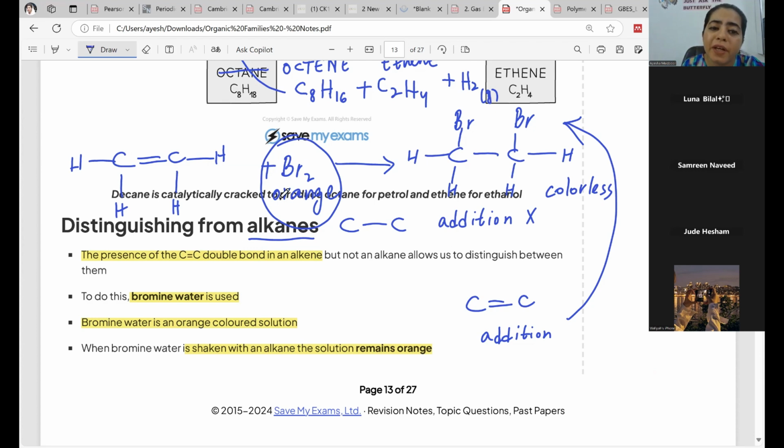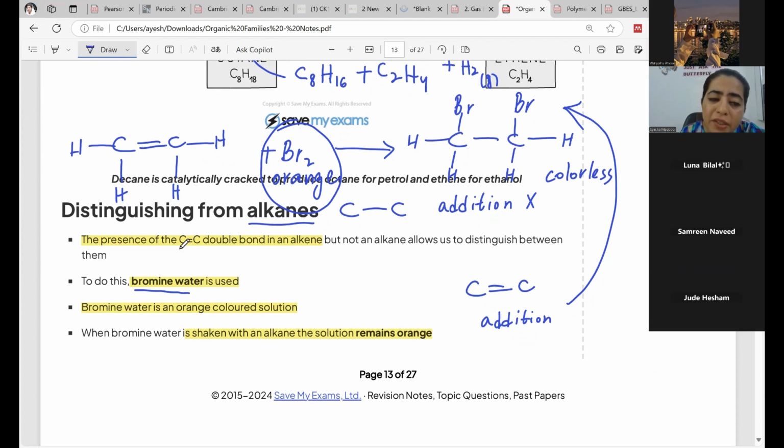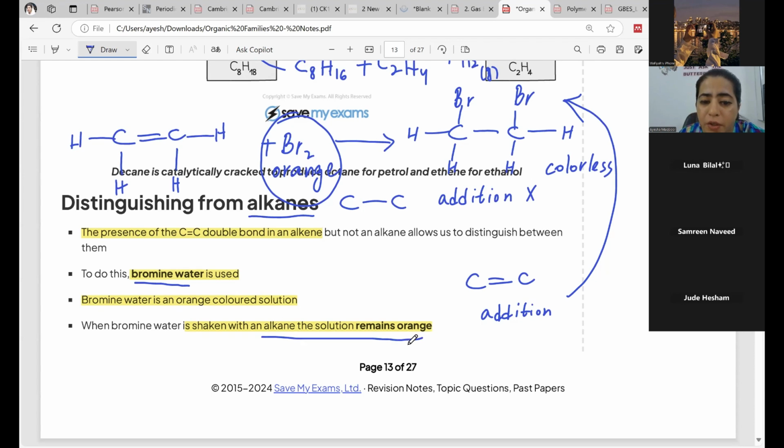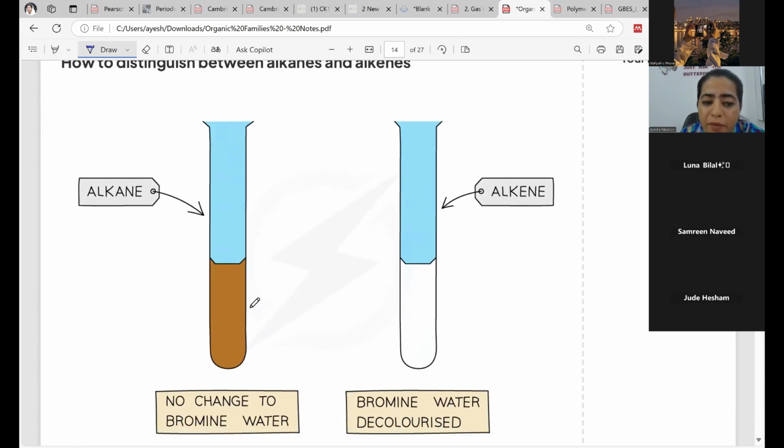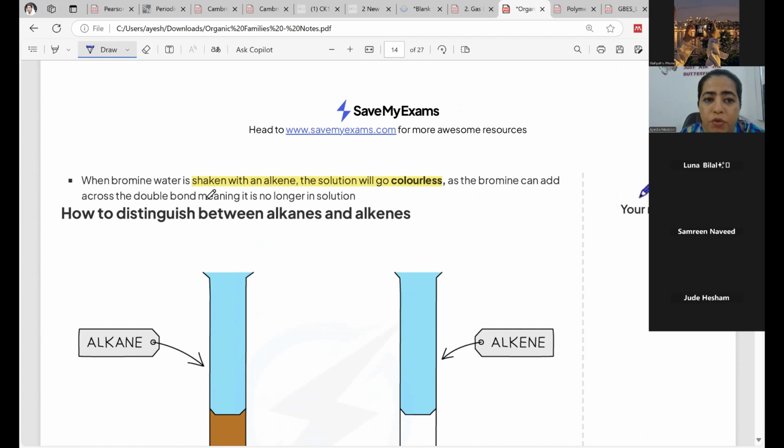This bromine will come mixed in water, aqueous, so we say bromine water. To check the presence of a carbon-carbon double bond, we can add bromine water. Bromine water is orange color at the start and will change color later on. If alkane is there, there will be no color change. If I show you how the solution will look, with the alkane it will remain brown or orange, but with the alkene it is going to change. It will become colorless at the end. So shaken with the alkene, the solution will go colorless.